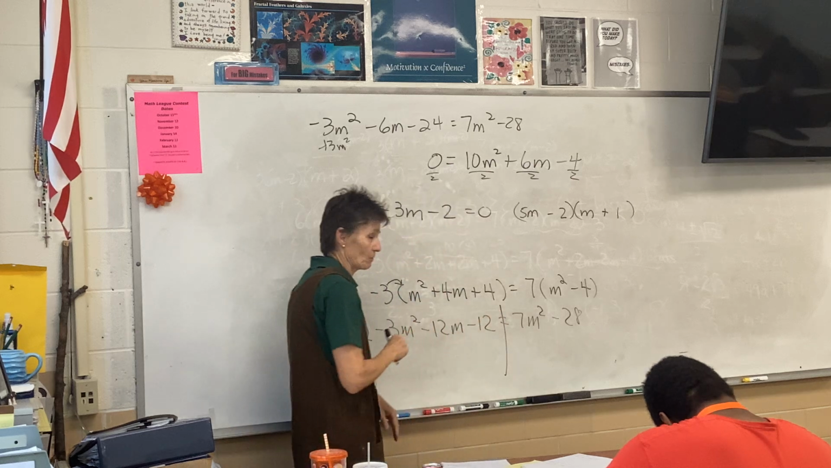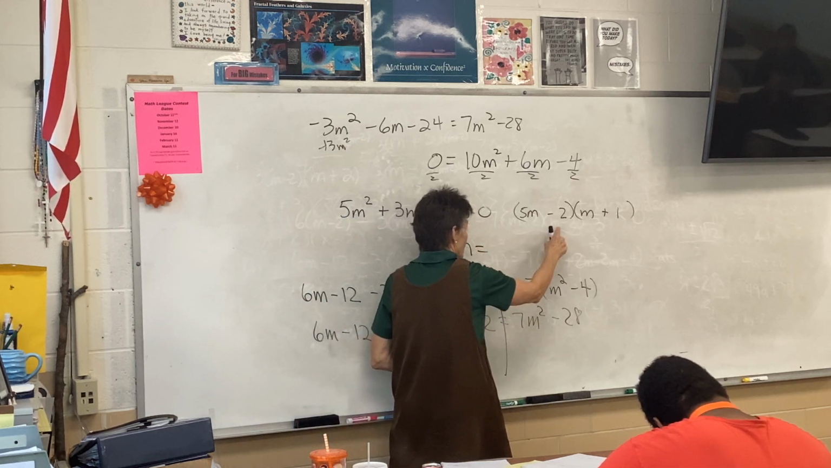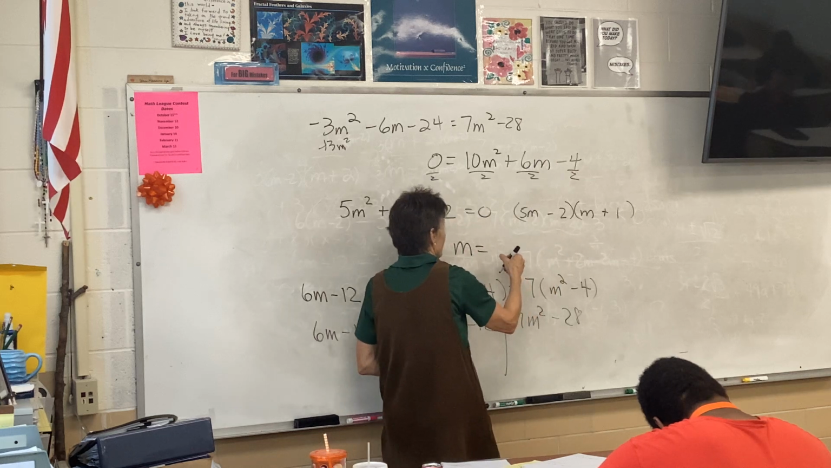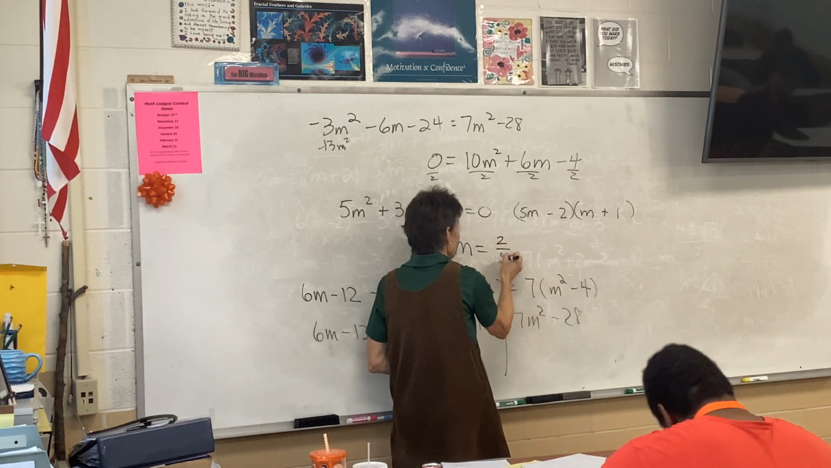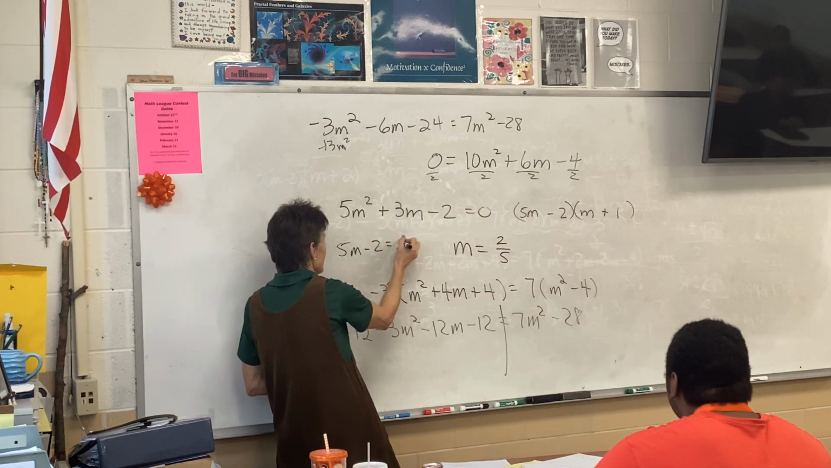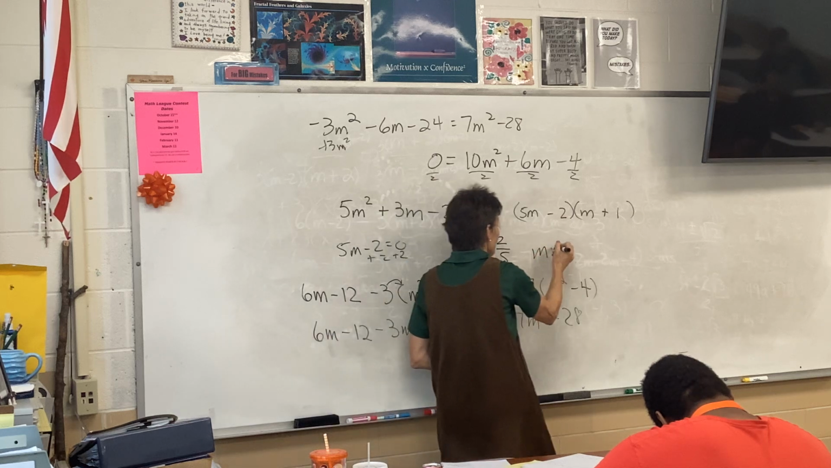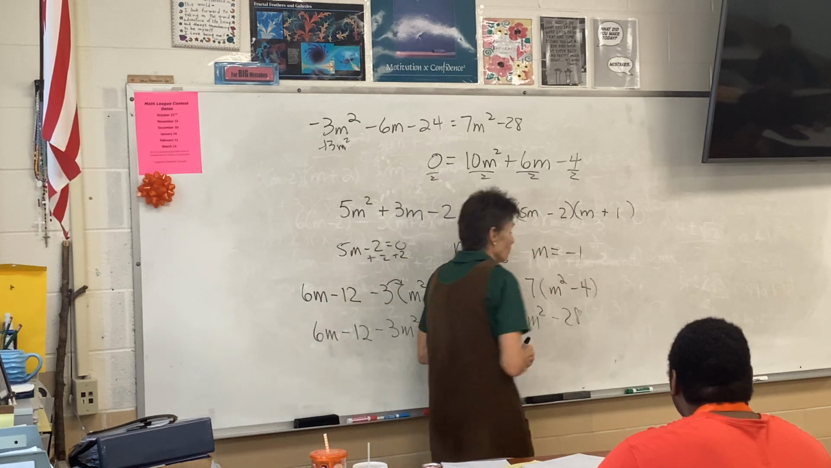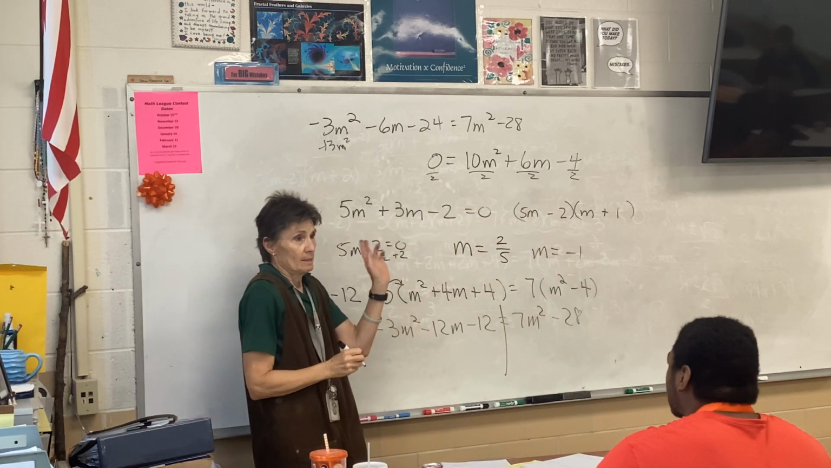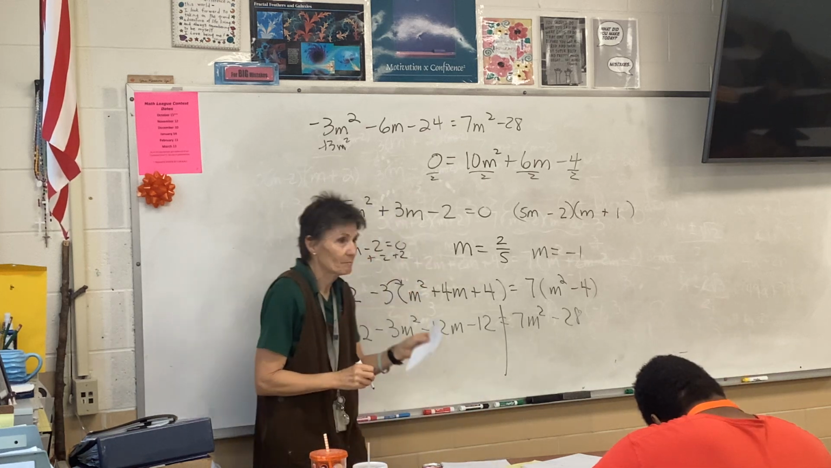Lordy Lord, after all that, I'm gonna get my answers. What are my answers gonna be? 2 over 5, very good. Because 5m minus 2 equals 0, so we add 2 and divide by 5. And what's the other one? Negative 1.